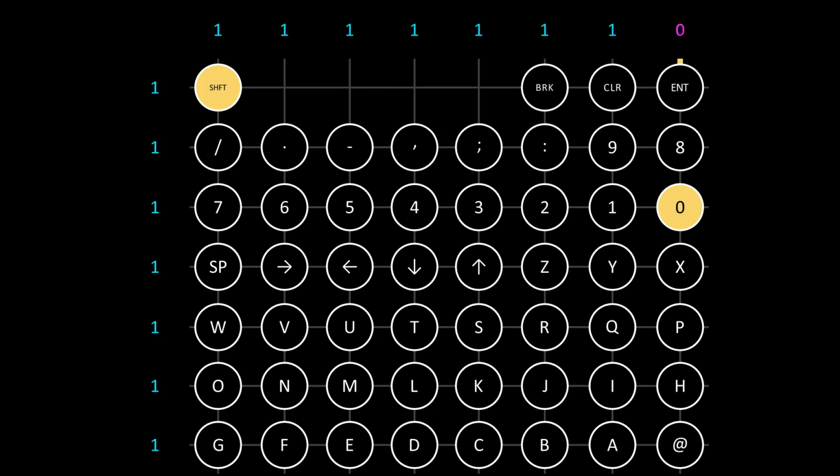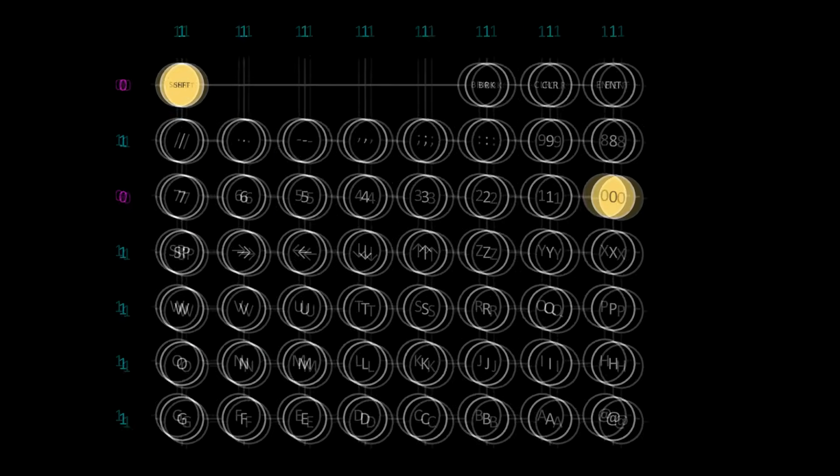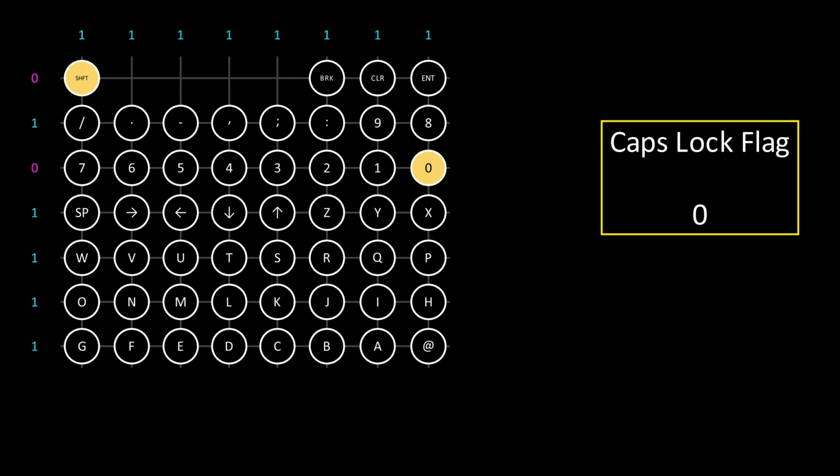Finally, Polecat analyzes the results of the column strobe and the shift strobe it's already done. If it detects that Shift 0 has been pressed, that's interpreted as a caps lock on the CoCo. So at this point, Polecat updates the caps lock flag in memory, which will be used when interpreting future key presses.